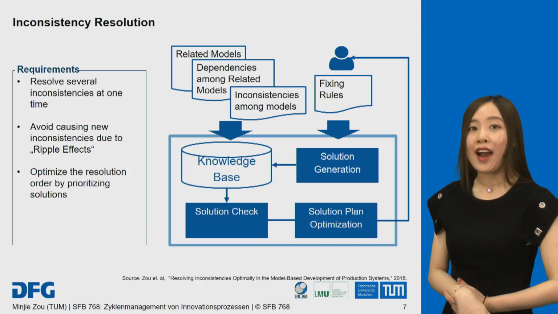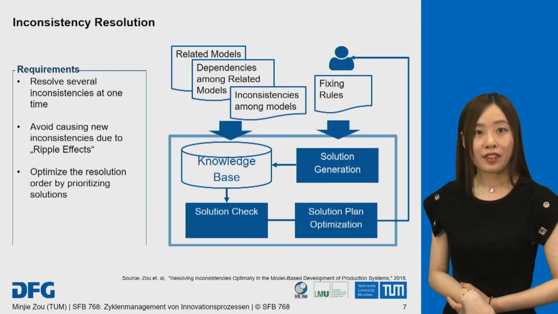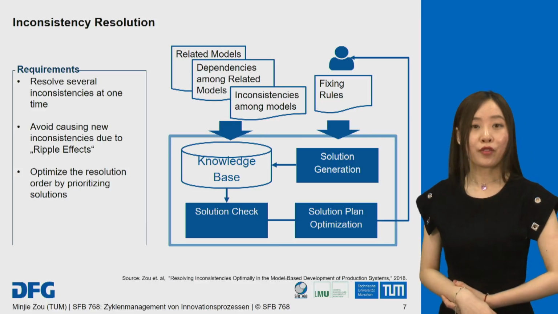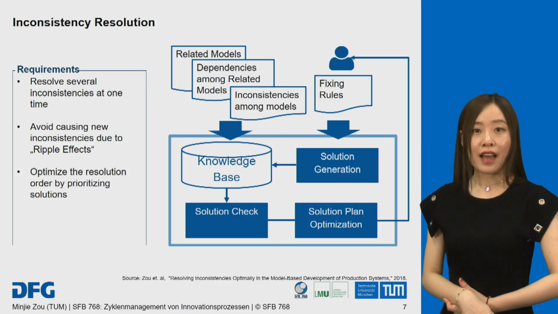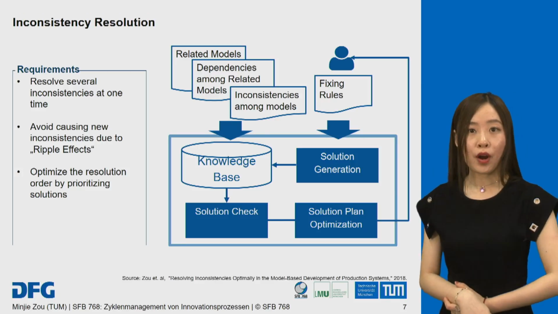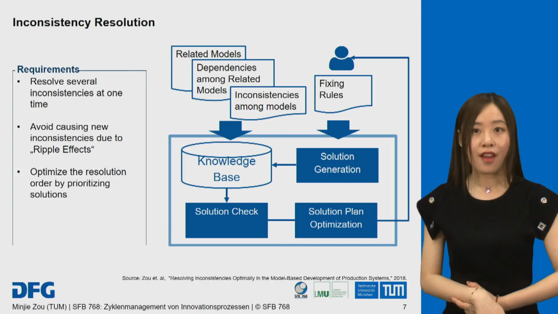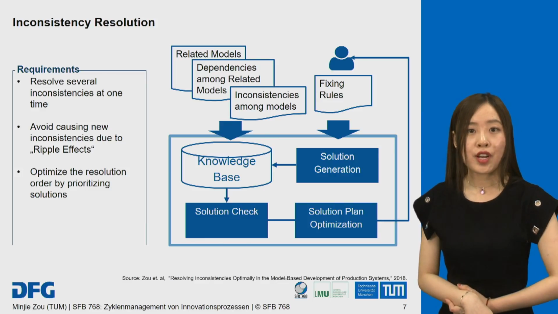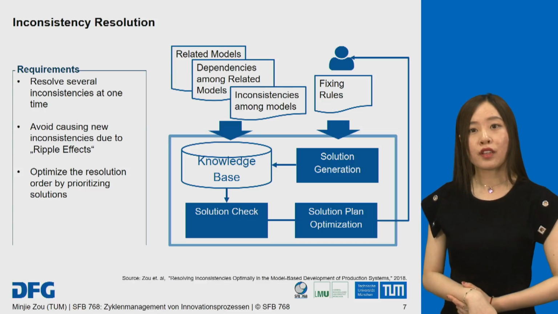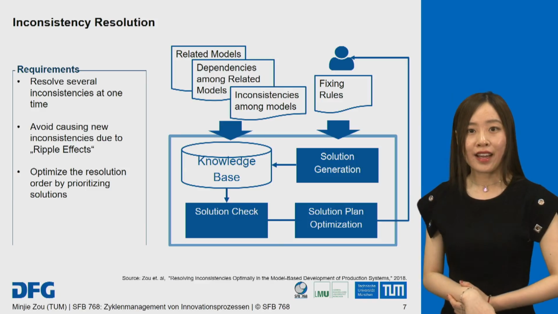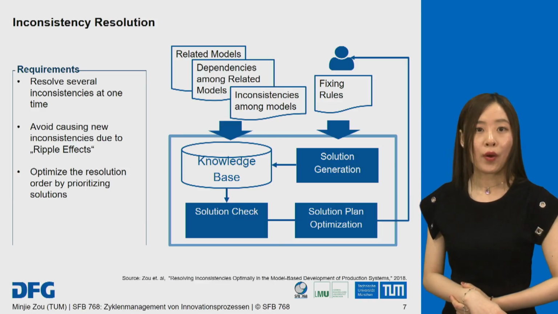After inconsistencies are identified, we should first analyze them and resolve them in an optimal way. The resolution process is shown on the right side. Results from the identification process, like related models, dependencies among models, and identified inconsistencies, are further utilized and fed into a knowledge base. It is also necessary to define some fixing rules to generate all kinds of alternative resolutions for individual inconsistencies. It is worth mentioning here that individual resolutions are not always reliable.